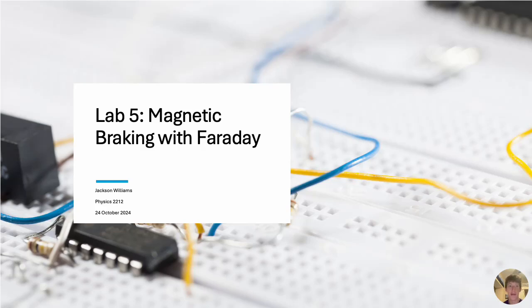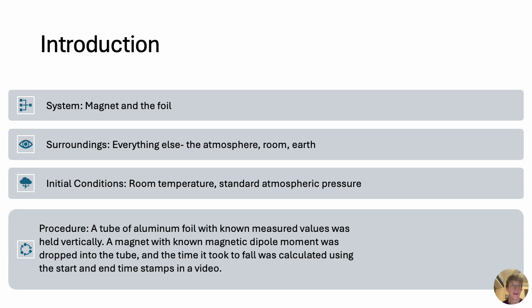This is my Lab 5, magnetic braking with Faraday. The system was the magnet and the foil, and the surroundings were everything else, the room, the earth. The initial conditions are assumed to be room temperature and standard atmospheric pressure.